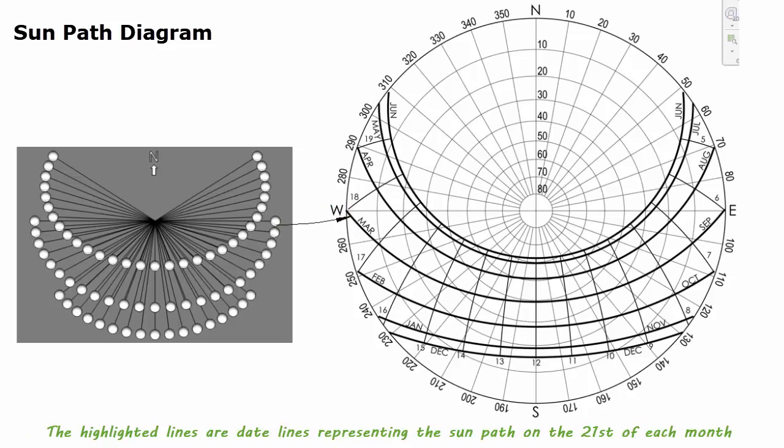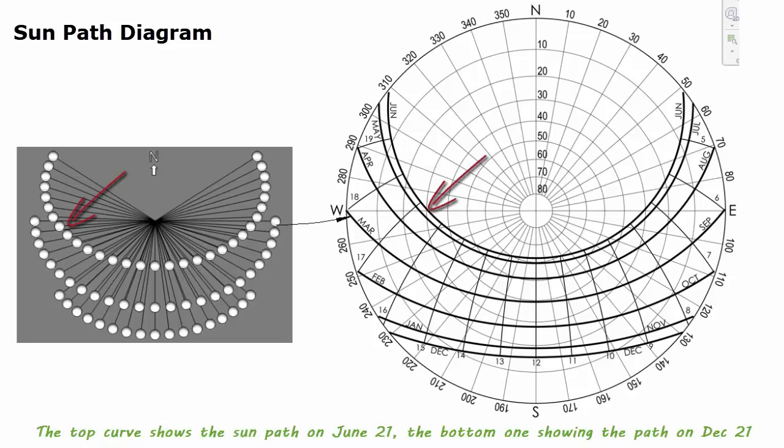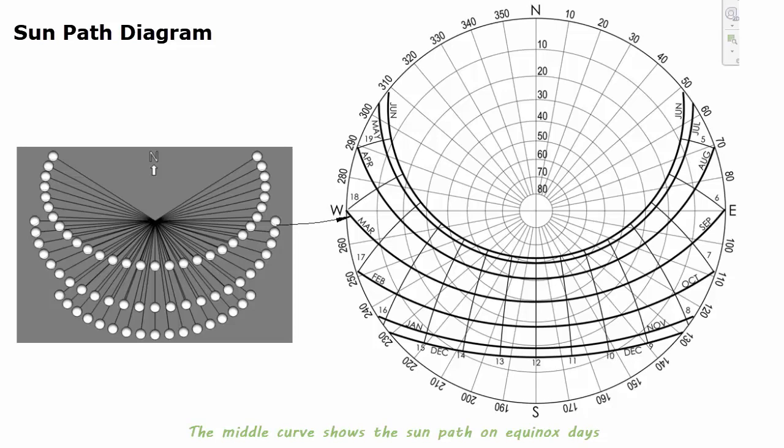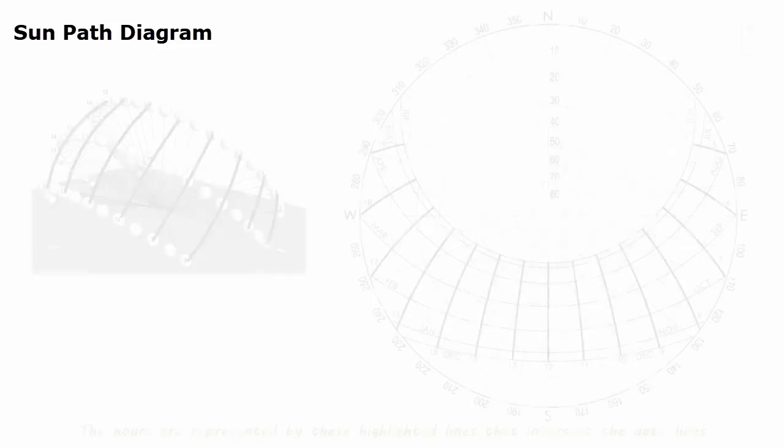The highlighted lines are the date lines representing the sun path on the 21st of each month. The top curve shows the sun path on June 21st, the bottom one showing the path on December 21st. The middle curve shows the sun path on equinox days.